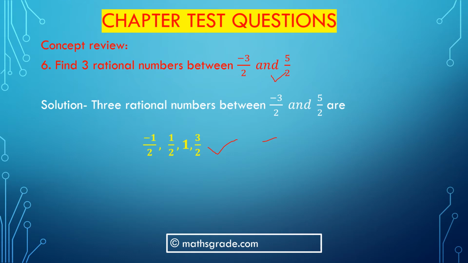Minus 1, and then minus 1 by 2, zero, then 1 divided by 2, then 2 divided by 2, 2 divided by 2 is 1, then 3 divided by 2 and 4 divided by 2 that is equal to 2.